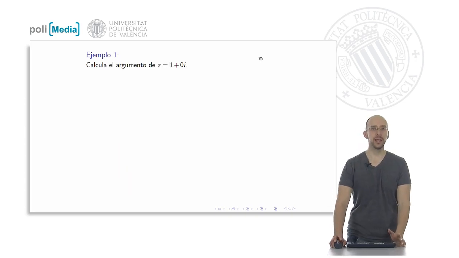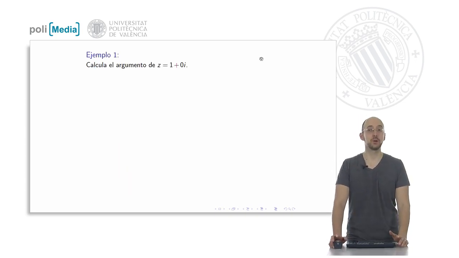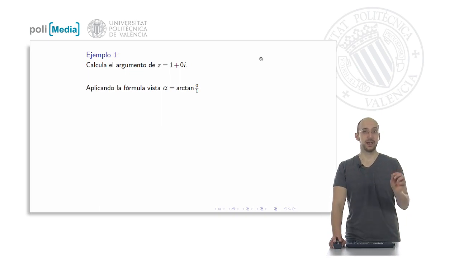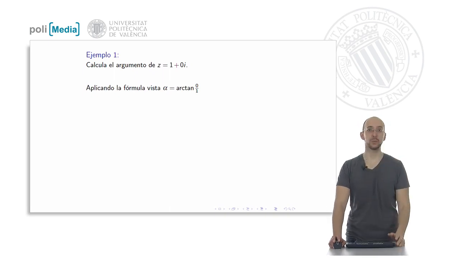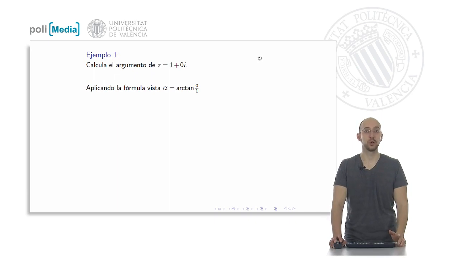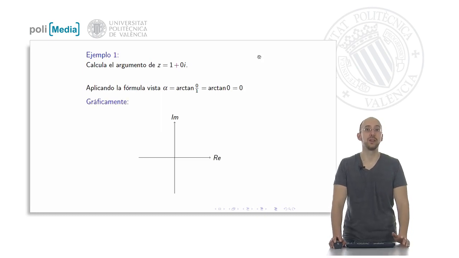Okay, here we go. First example, we are going to calculate the argument of a very simple complex number, which is 1 plus 0i. Remember that the formula was the argument equals the arctangent of the imaginary part divided by the real part. In this case, we can see that the imaginary part is 0 and the real part is 1. Therefore, arctangent of 0 divided by 1 is arctangent of 0, which if we calculate it on a calculator will give us the result 0.